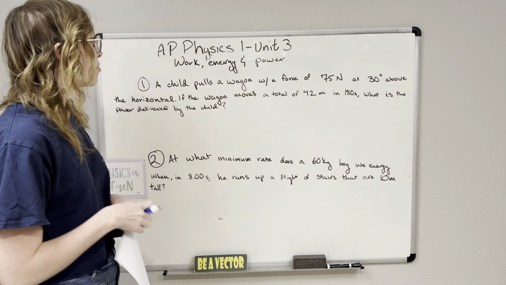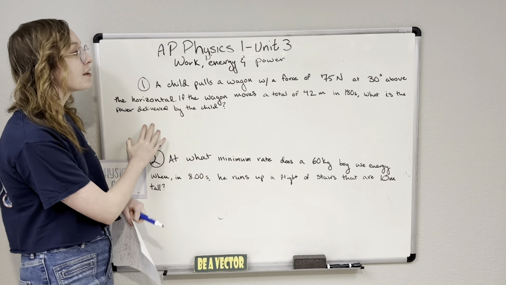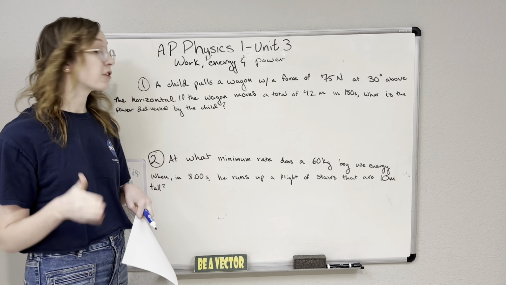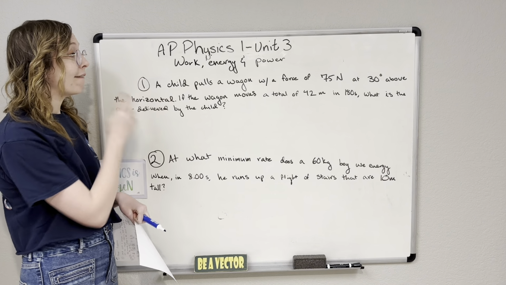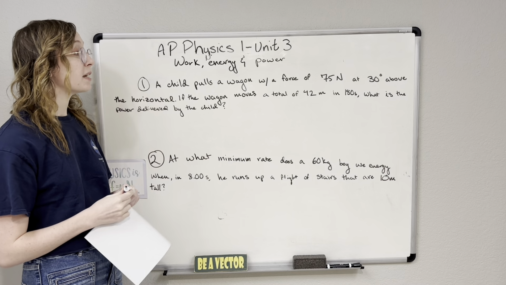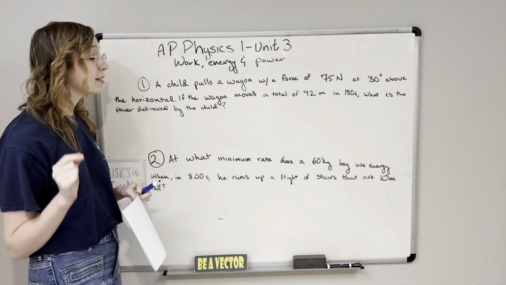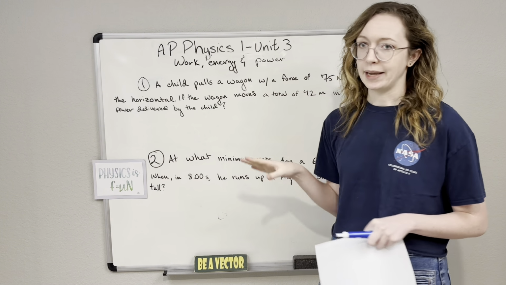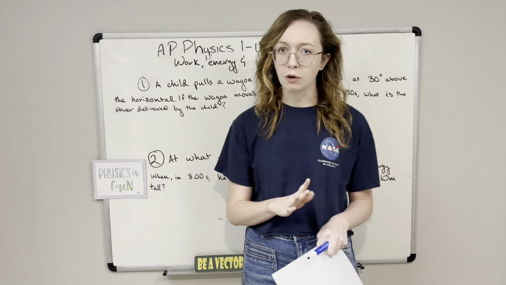Okay, so this is our first problem here. We have a child that's pulling a wagon with a force of 75 newtons at an angle of 30 degrees above the horizontal. If the wagon moves a total of 42 meters in 180 seconds, what is the power delivered by the child?